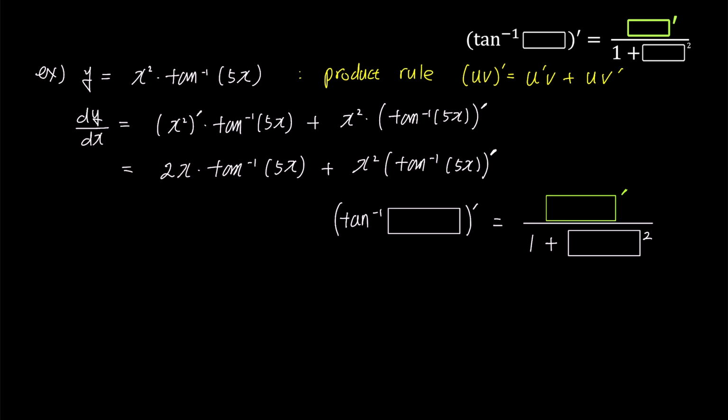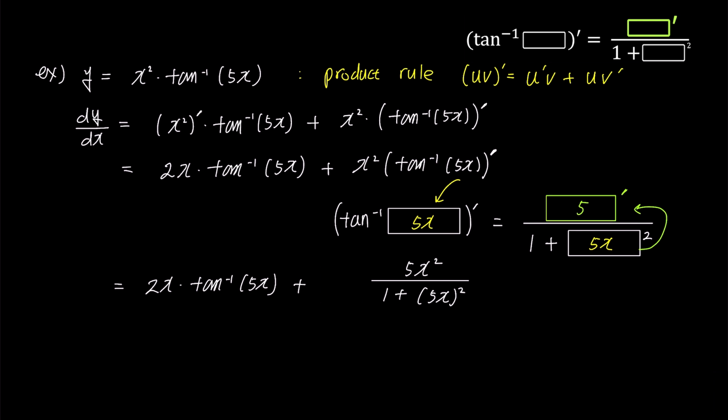For the second term, we'll use the formula provided in the upper right corner to differentiate inverse tangent of 5x. Now let's determine what to substitute into the box. Can you see it? We can put 5x into the box. Similarly, we put 5x into the right box, and for the numerator's green box prime, we fill it with the derivative of 5x, which is 5. Now that we've finished differentiating inverse tangent of 5x, we can substitute the result above and simplify further. The final result is 2x inverse tangent of 5x plus 5x squared over 1 plus 5x squared. Let's write it in a more simplified form: 2x times inverse tangent of 5x plus 5x squared over 1 plus 25x squared.